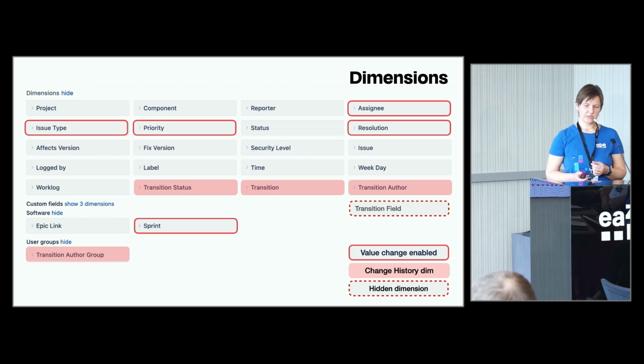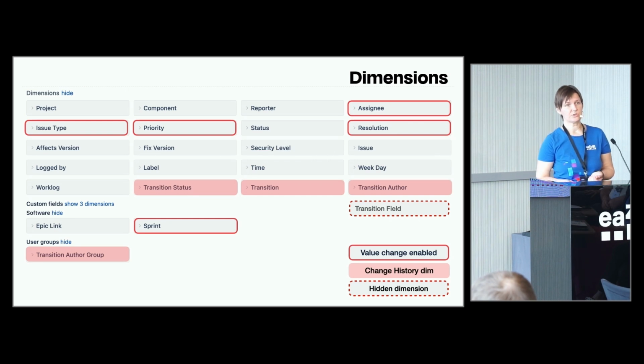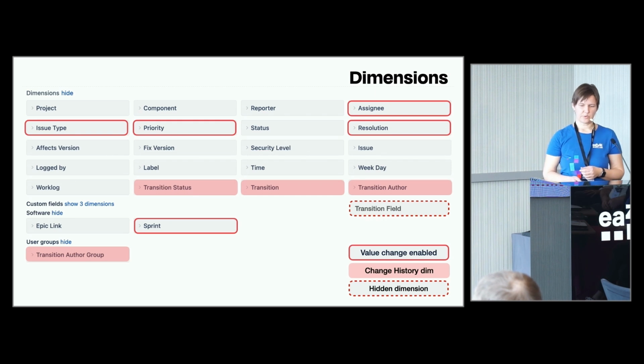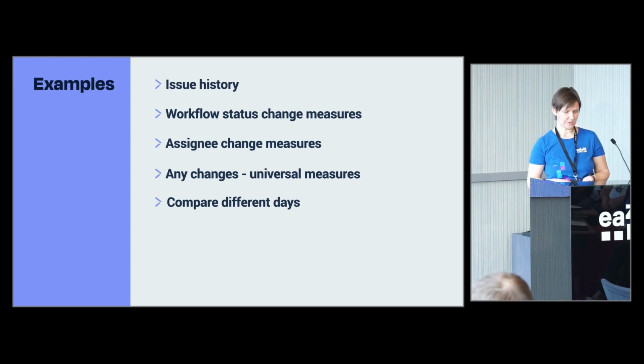And there is one hidden dimension, transition field, which indicates which field was changed, and it's also hidden because it needs to be used in the formulas instead of just drag and dropping. So this was an overview. Let's start with examples.